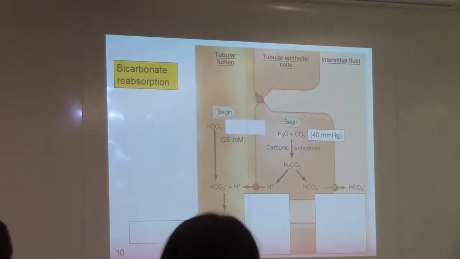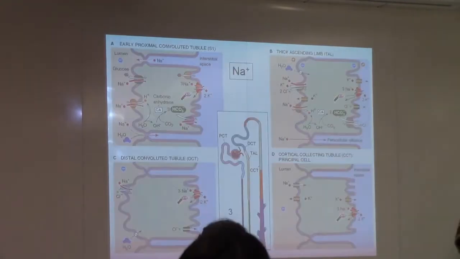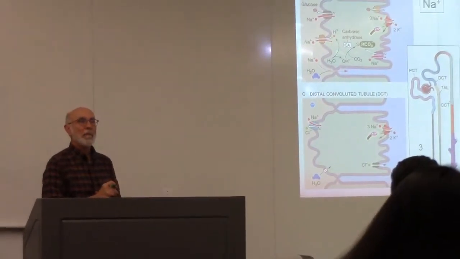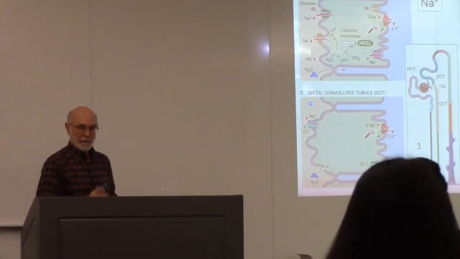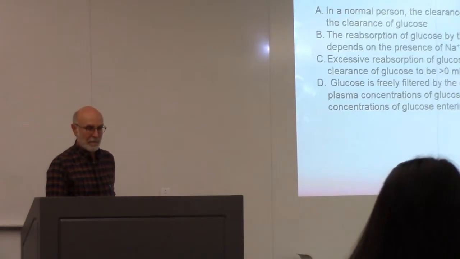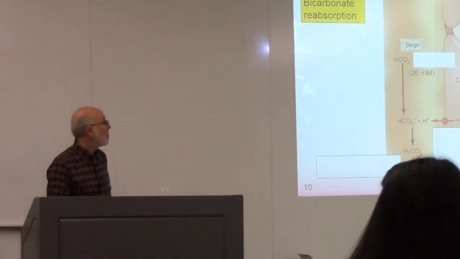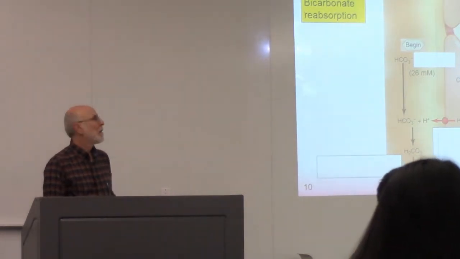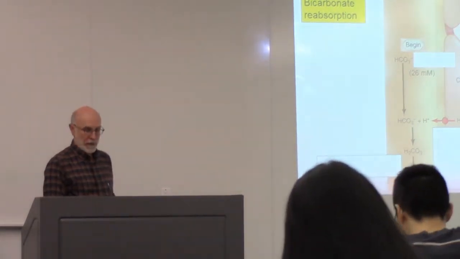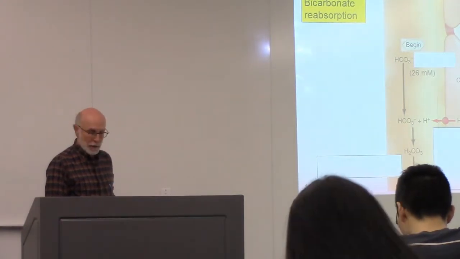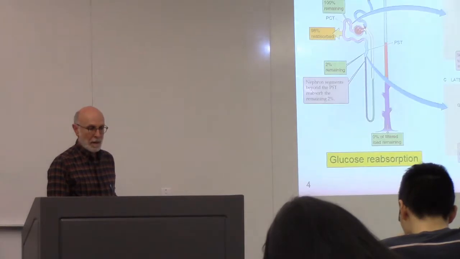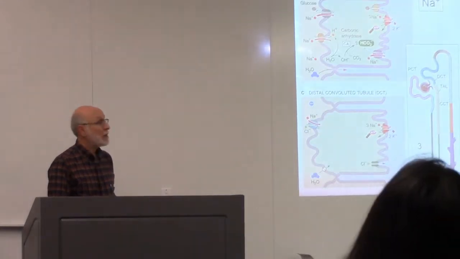So let me put up the answer key. What is embedded in that arrow? Remember, we're moving bicarbonate. I'm sorry, we're moving protons from the cellular cytoplasm into the tubular fluid. What are the names of the proteins that do that?